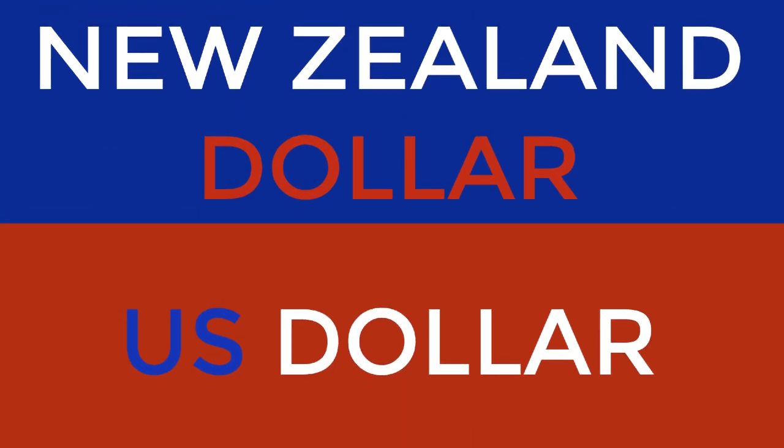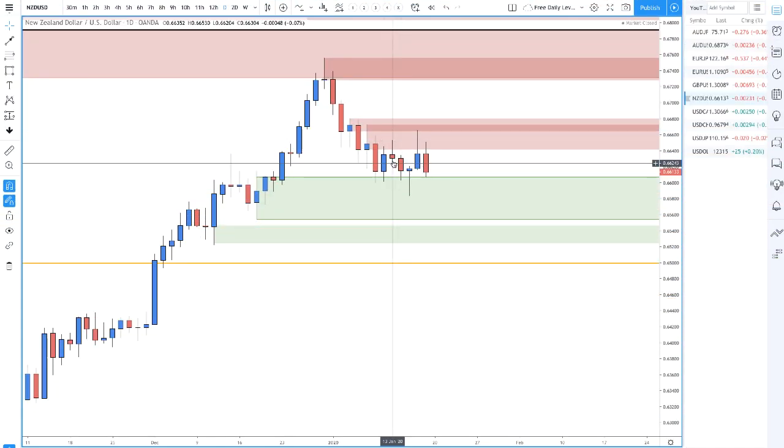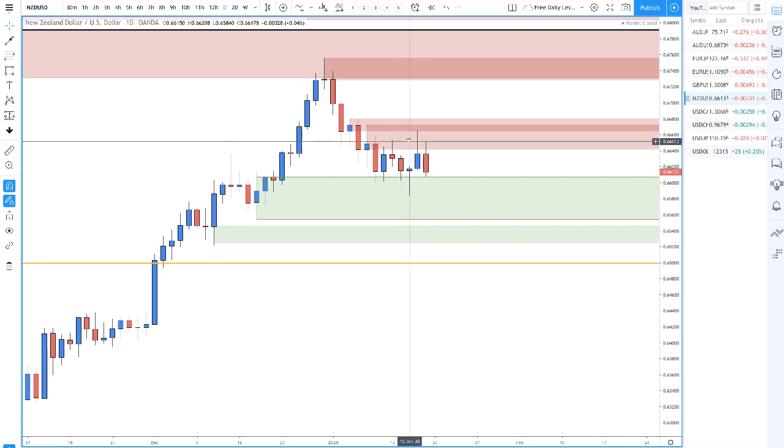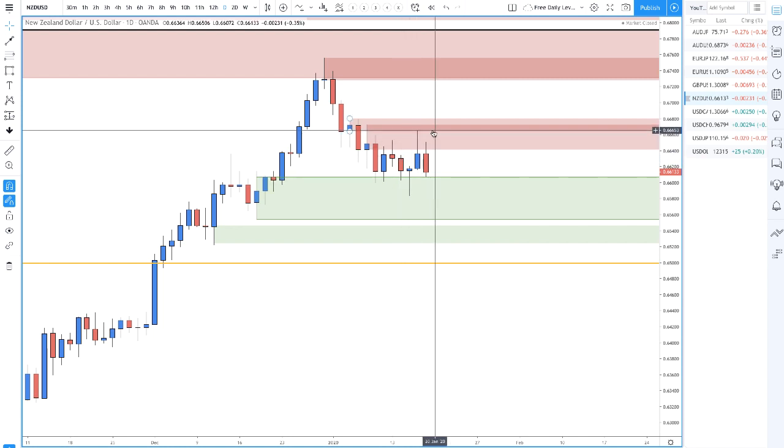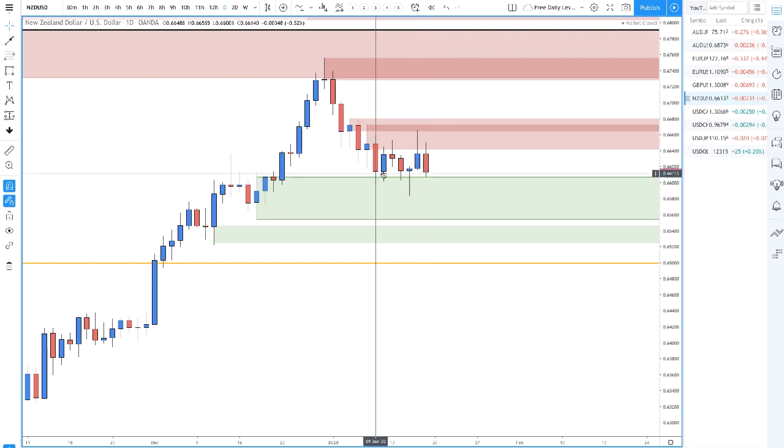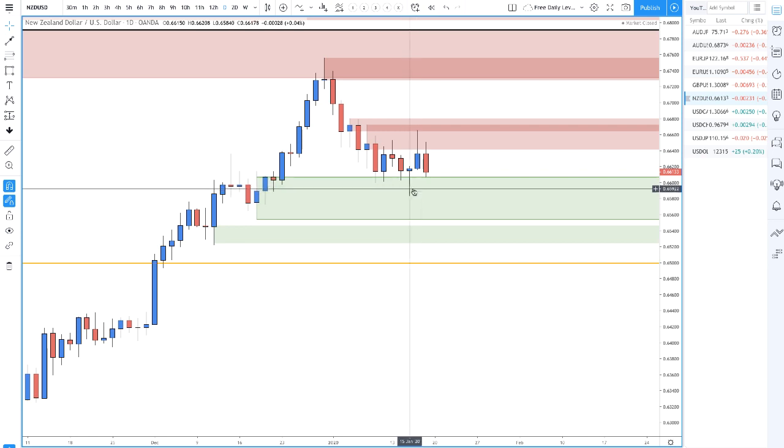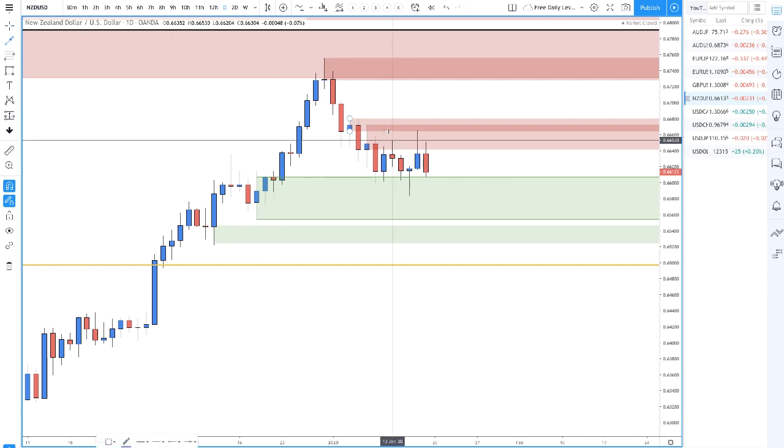New Zealand dollar, US dollar, and again, prices have really been in this range. There was an opportunity to get short in the week on the lower time frames at this 0.660 level. Prices have sold off. Also a decent buy as well, but not many pips in this, unfortunately. If I was going to be a buyer or a seller of either one, I'd be a buyer of the US dollar over the New Zealand dollar.